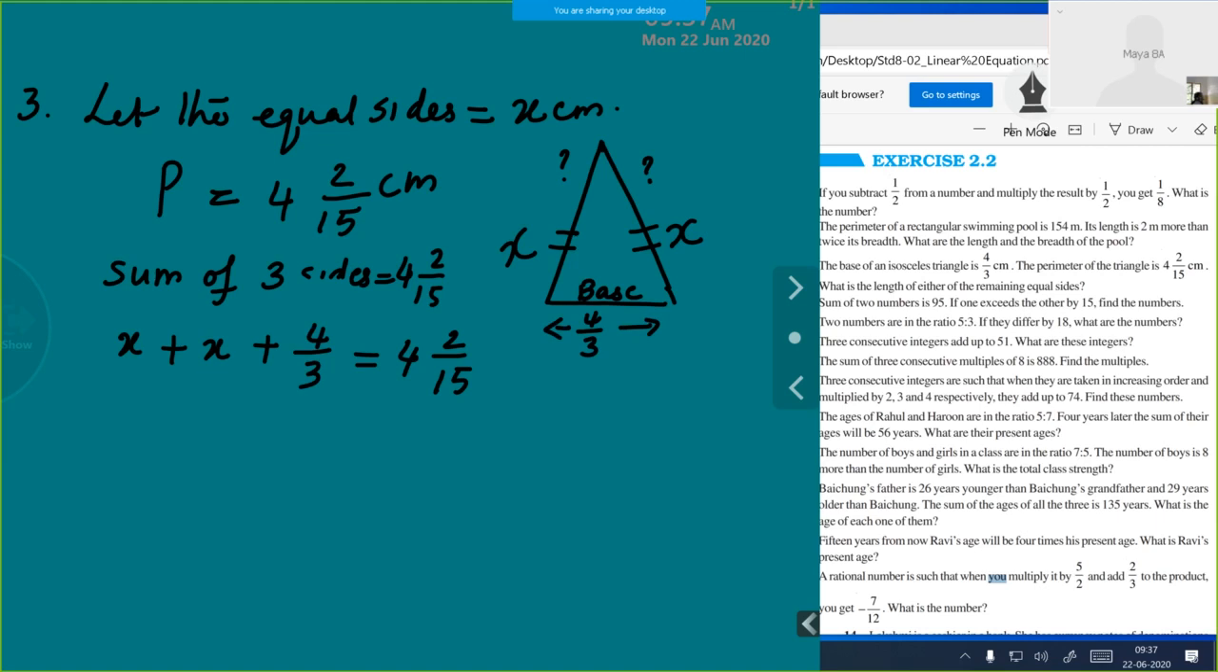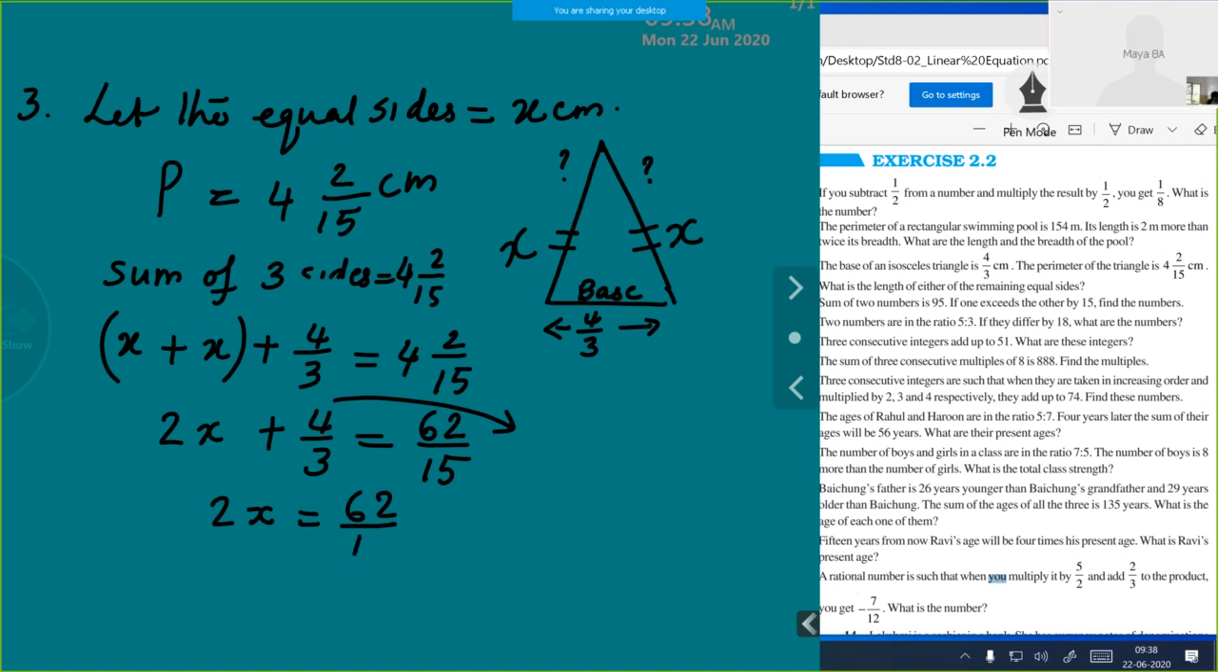Now you have to add the like terms. Here the like terms are x each. x plus x is 2x, plus 4/3. Now on the right side you have a mixed numeral, so please convert it into an improper fraction. 15 fours are 60, 60 plus 2 is 62/15. Now you bring 4/3 to the other side. So we get 2x is equal to 62/15 minus 4/3.